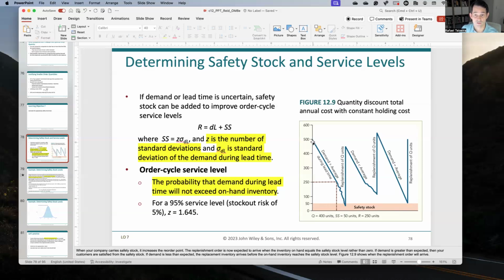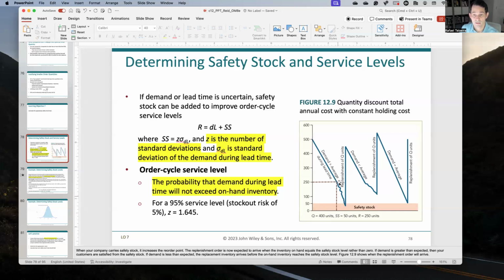This is an inventory level, 500 units, and then demand is consuming, let's say, finished goods, and the demand is higher than the average. Because the demand is higher than the average, when the company places a new order at this reorder point, when the inventory goes down by sales and reaches 250 units, the company calls the supplier and asks for a new shipment of 400 units. That's the optimal queue.